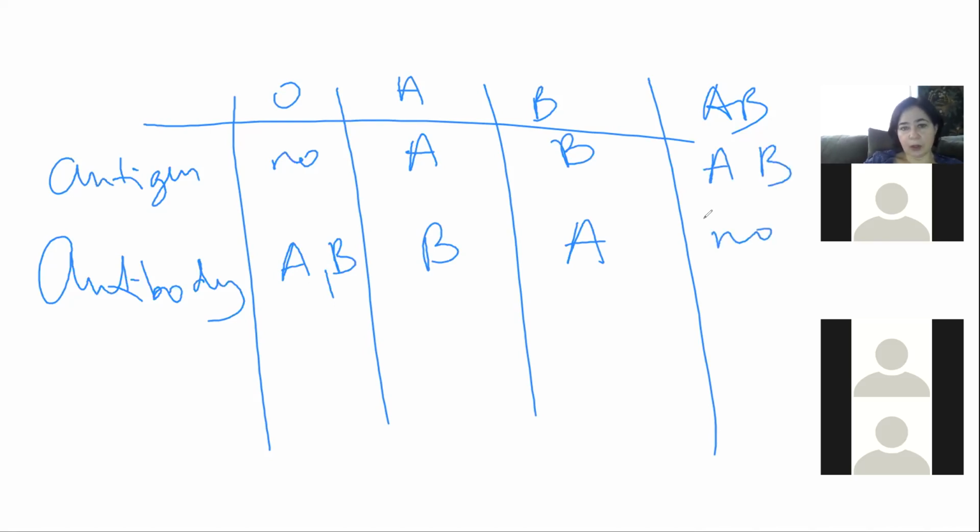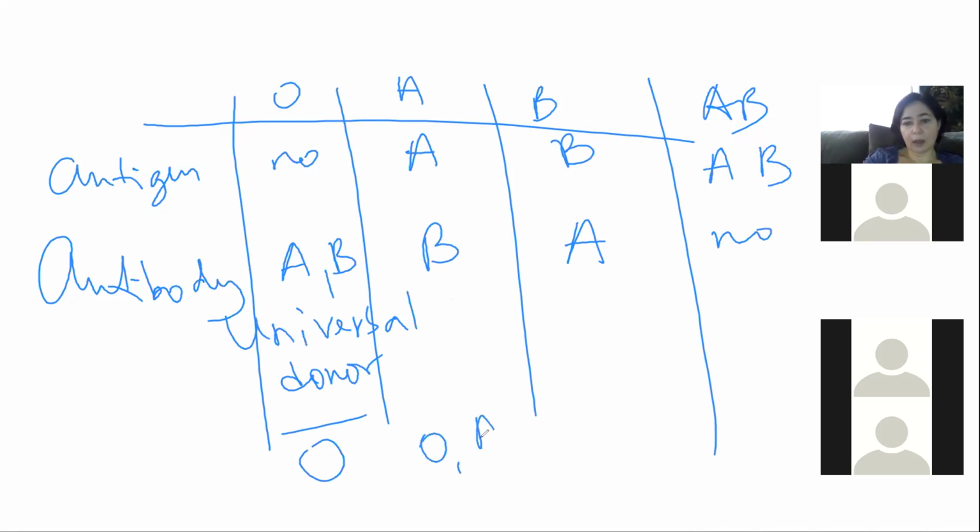So which one is universal donor? What do you think? Which blood type can actually go to other blood types? O. Absolutely, it's universal donor. But O can receive only O, right? A can receive O and A, right? And it can go to A and AB, right? B can go to B and AB and receive O or B.